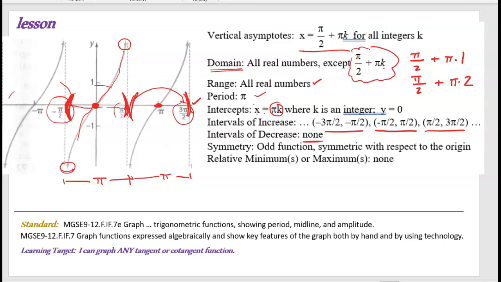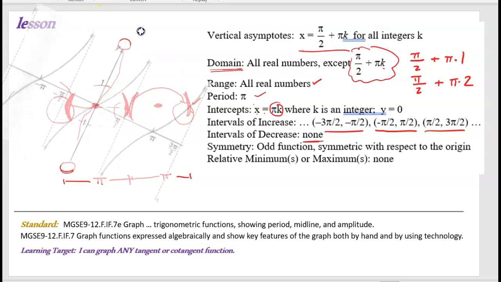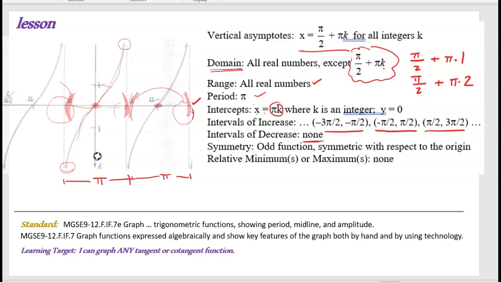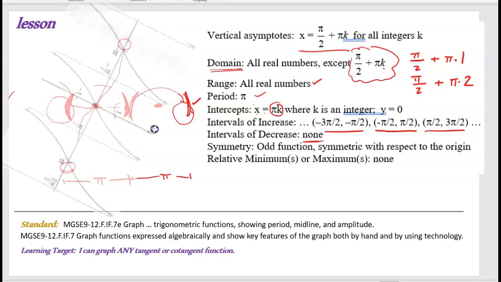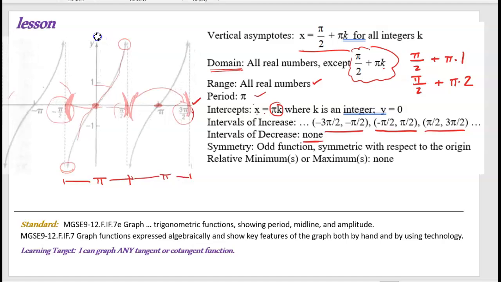The function is odd, so just to remind you, odd means it has rotational symmetry, so it looks exactly the same when I rotate it 180 degrees about the origin. Odd also means opposites in, I get opposites out, and we saw that. If I plug in negative pi over 4, it goes to negative 1. If I plug in positive pi over 4, it goes to positive 1. So those are the characteristics of the tangent function, not all of which are necessary to graph it, but those are characteristics we'll see again.